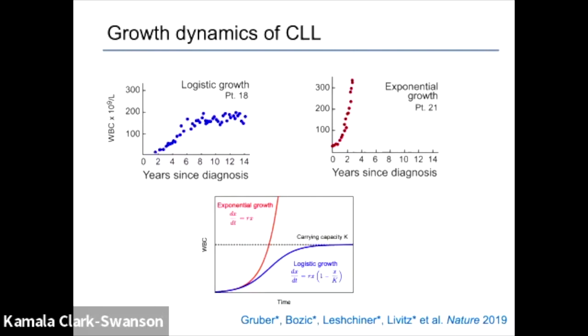And so you can see on the left in patient 18, the carrying capacity was below 200, whereas in patient 21, it exponentially grew past 300.